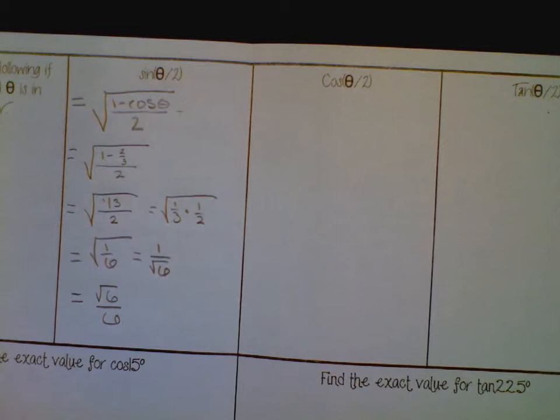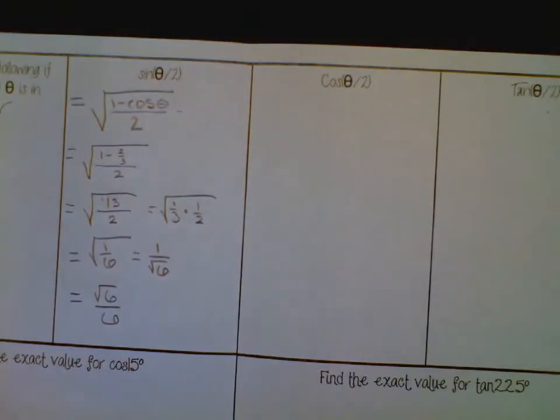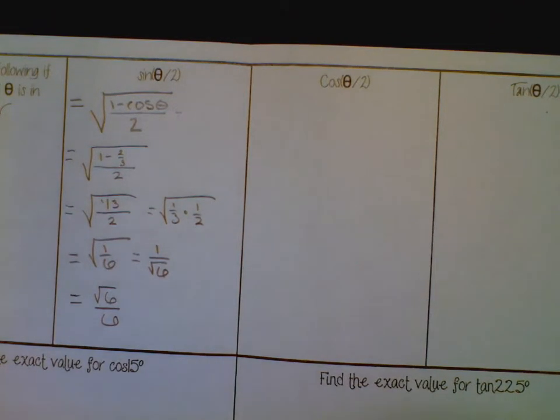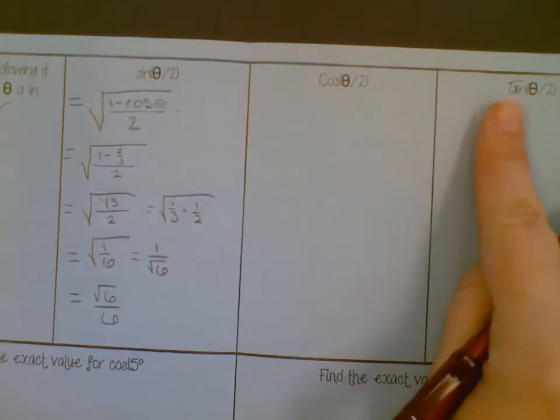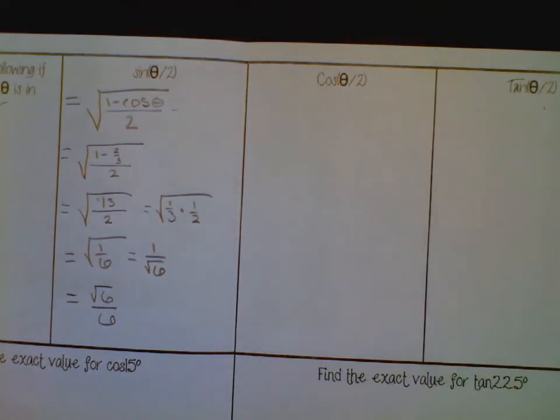Why don't you try the cosine? It's pretty much the same. The only difference is that it's a plus here instead. So it's just going to change your numbers a little bit. Go ahead and try that, and then when you come back, I will show you what the answer is. You can try the tangent one too. So try cosine and tangent, and when you come back, we'll talk about the answers.